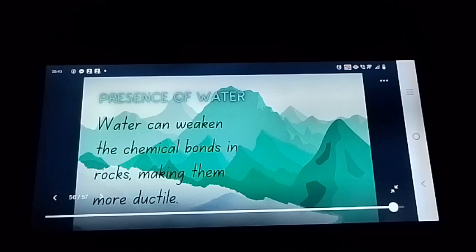So water plays a critical role in rock deformation. It can weaken chemical bonds, act as a lubricant, and promote the deformation of weaker minerals, all of which make rocks more ductile. This is why rocks in water-rich environments often exhibit more ductile deformation than dry rocks.